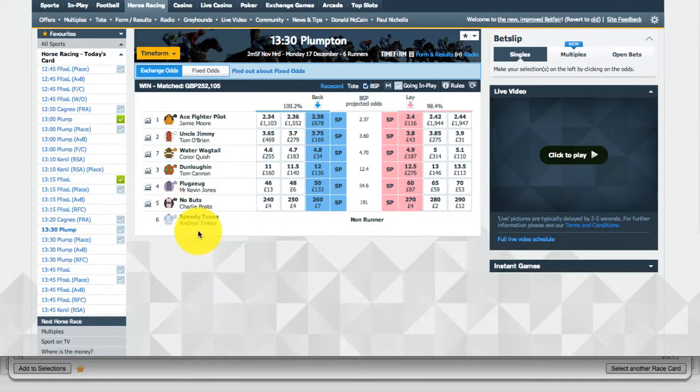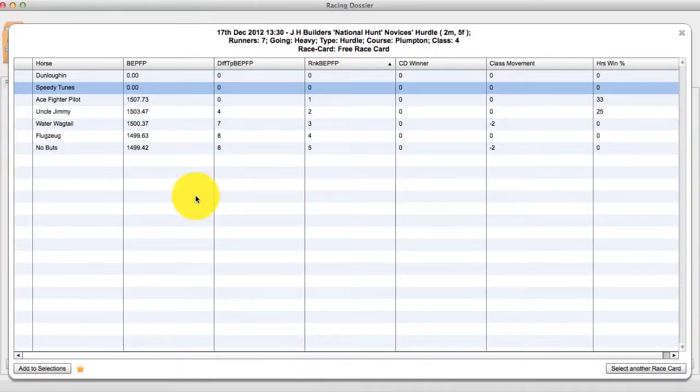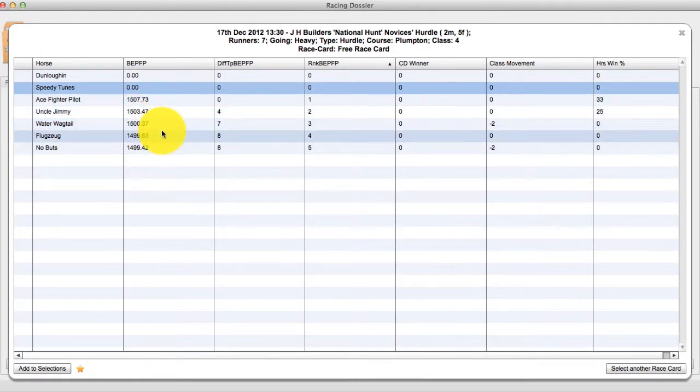Okay, so looking at this, Speedy Tunes is a non-runner straight away, so that's fine. That clears that one out. Dunlowen is 12, so it is considered that it may put in a decent race. We noticed that the three we liked the most were the top three in the market, okay? And Flugzig and No Buts are the bottom two. So Ace Fighter Pilot, Uncle Jimmy, and Water Wagtail.